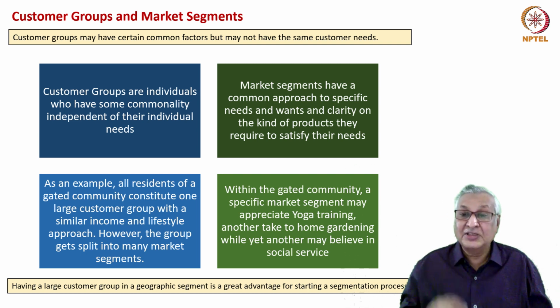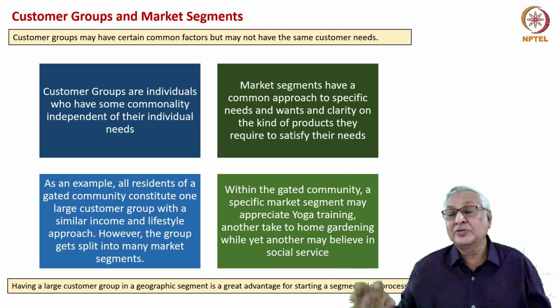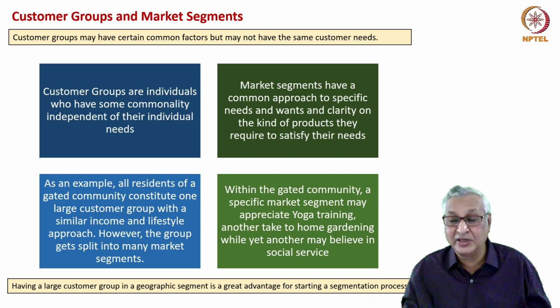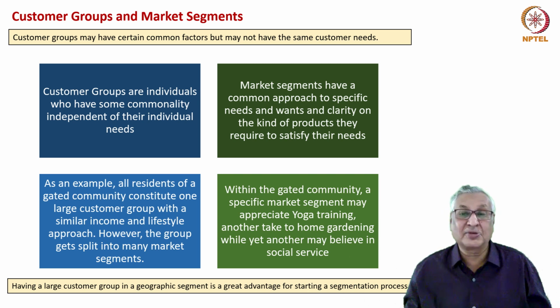Similarly, a resident of a gated community may have a need and want profile which is similar to the need and want profile of someone living in an independent bungalow or a small apartment in the neighborhood. So you got to reach up to all those segments. So the market segment need not necessarily be derived based on one common factor. Many common factors are required, and it could be across geographies as well. So having a large customer group in a geographic segment is a fundamental first advantage for starting the segmentation process, but it is not the end of segmentation as such.